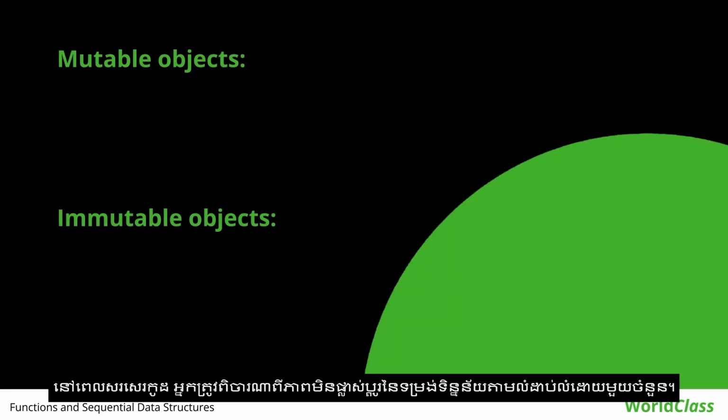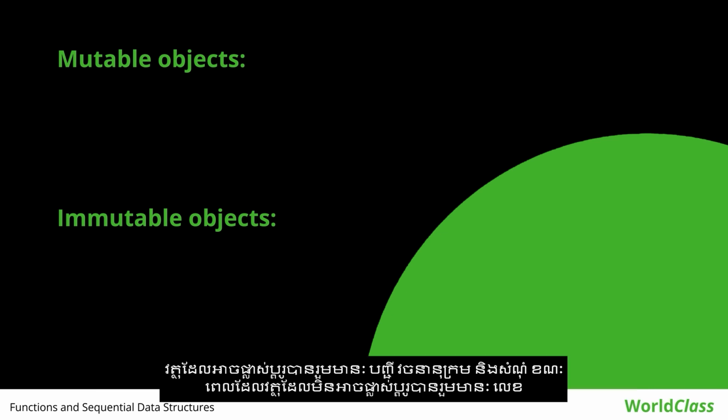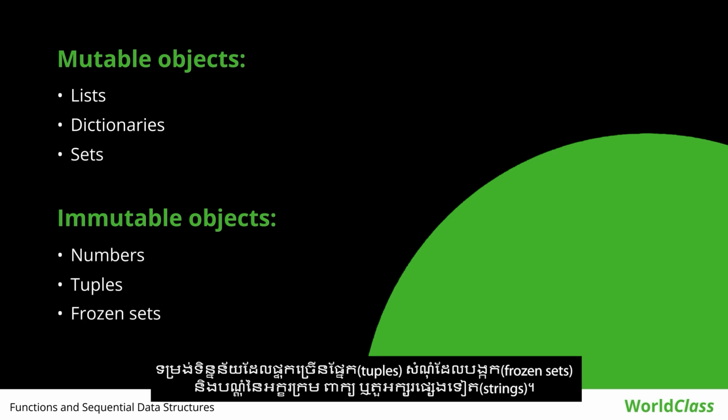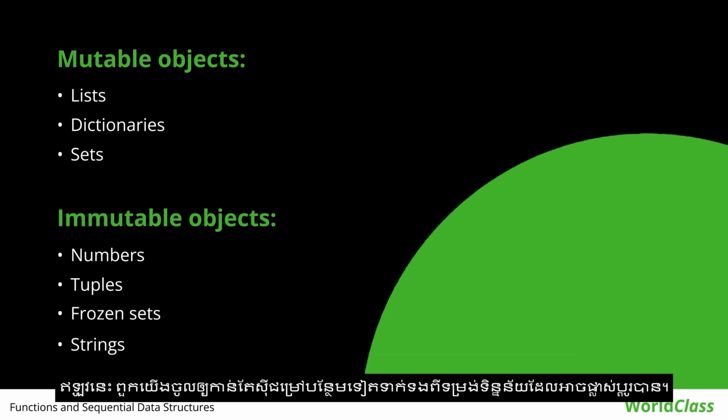When coding, you need to consider the immutability of some sequential data structures. In Python, mutable objects include lists, dictionaries, and sets, while immutable objects include numbers, tuples, frozen sets, and strings. Now let's get into this further and dive into mutable data structures.